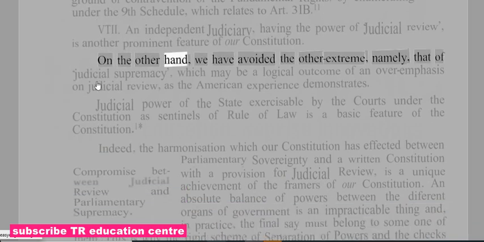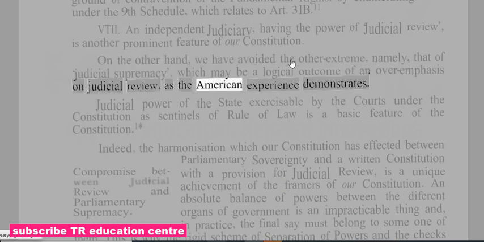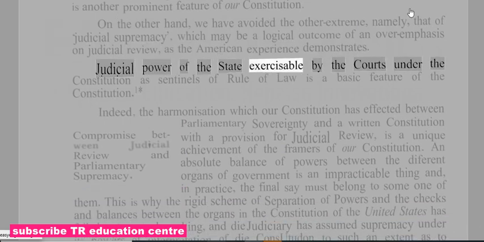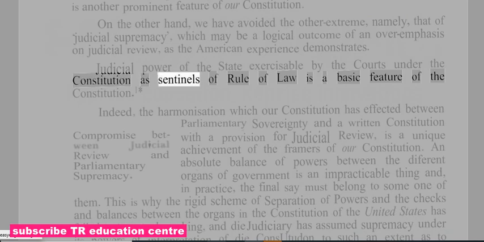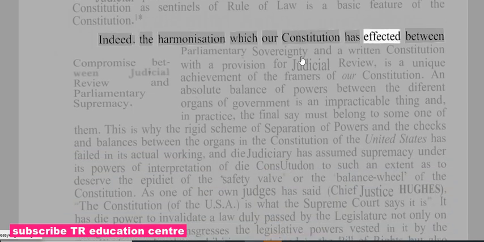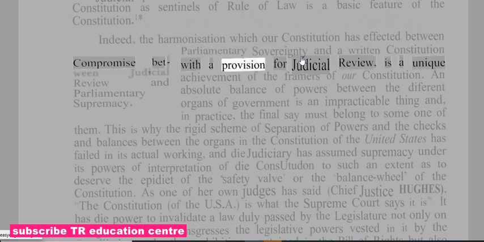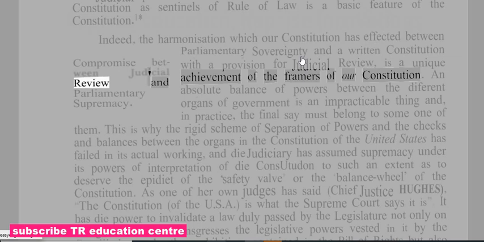On the other hand, we have avoided the other extreme, namely, that of judicial supremacy, which may be a logical outcome of an overemphasis on judicial review, as the American experience demonstrates. Judicial power of the state exercisable by the courts under the Constitution as sentinels of the rule of law is a basic feature of the Constitution. Indeed, the harmonization which our Constitution has effected between parliamentary sovereignty and a written Constitution, with the provision for judicial review, is a unique achievement of the framers of our Constitution.